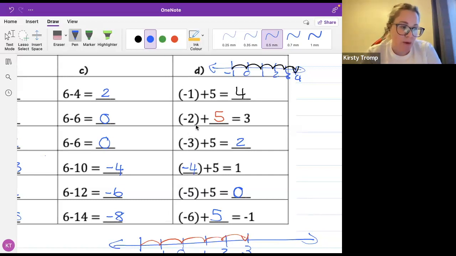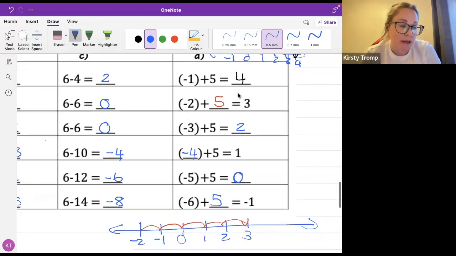So for example, like we did the first one, if we were at -1 and we had to add 5, so 1, 2, 3, 4, 5, where would we end up? We would end up at 4. If we had to put this -2 on a number line, how would we get to 3? We would add 5.